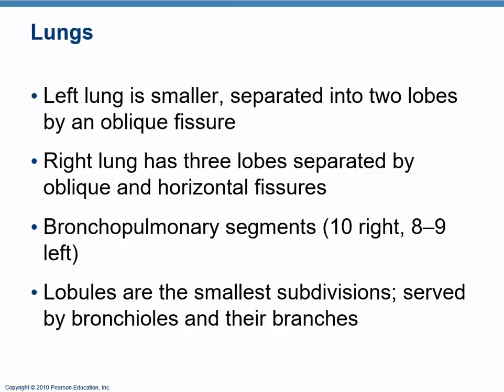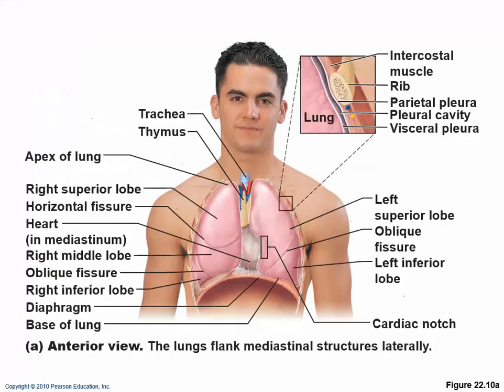And so each lobe is supplied by a lobar bronchi, the secondary bronchi. Each segment is a tertiary bronchi. Each lobule is the fourth level, a lobular bronchi. And the same with blood vessels, and the same with nerves. So the tree gets reproduced.